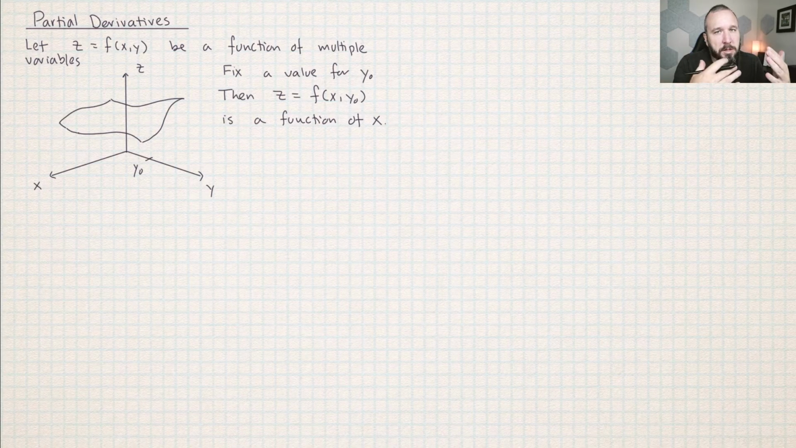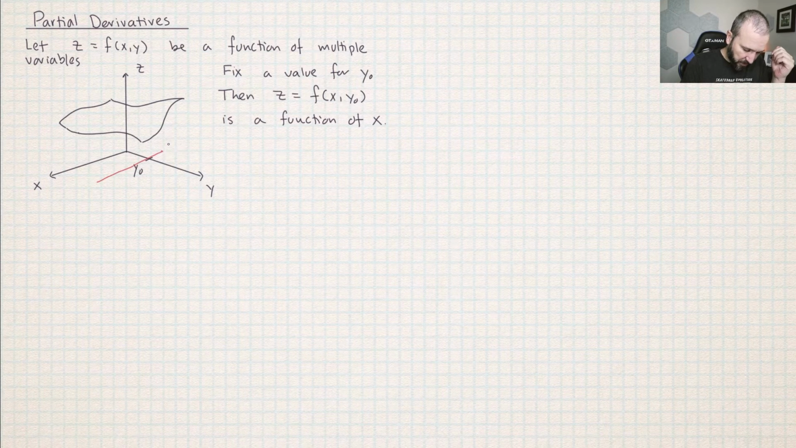We're going to consider a surface where z is a function of x and y, and then fix a single value for y so that f is only a function of x. So what does the graph of this function look like? Since y is fixed and x and z are variables, the graph of this new, simpler function is going to be a slice of the original surface that lives in a plane parallel to the xz plane and goes through y naught.